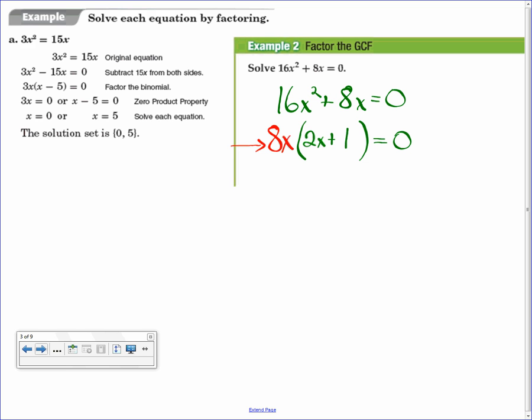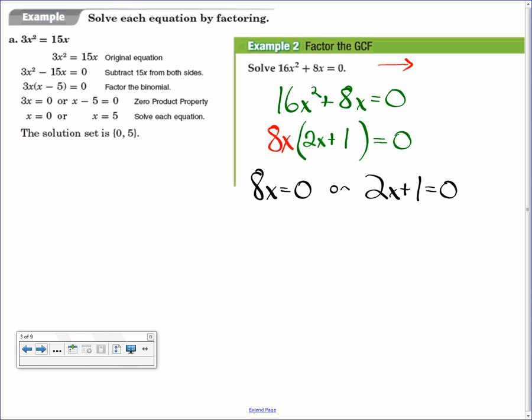Alright, now I have two numbers being multiplied. 8x is a number, just like any other number. We just don't know what it is because we don't know what x is. 2x plus 1 is a number. Right? It looks like a math problem, but it's a number. I just don't know what x is. But I know that when I multiply these two numbers together, I get 0. So now, if that's the case, then I know that either 8x has to equal 0 or 2x plus 1 has to equal 0.